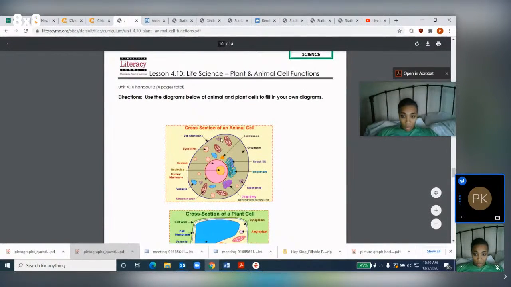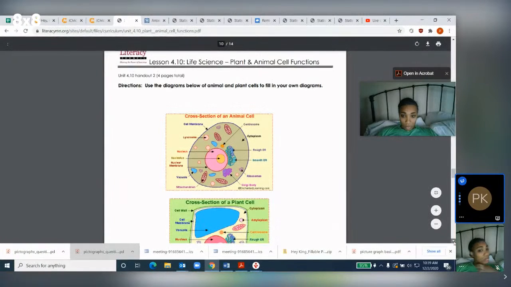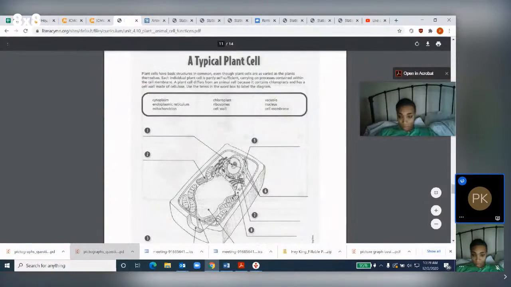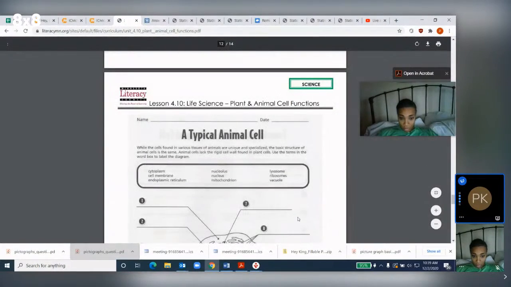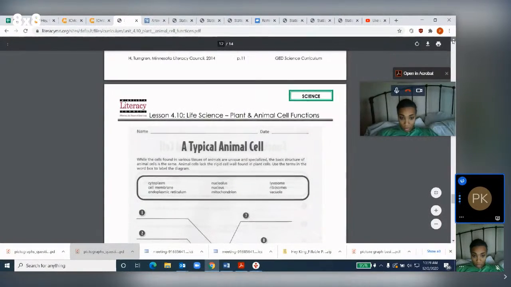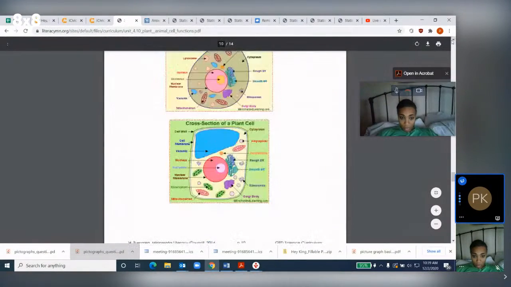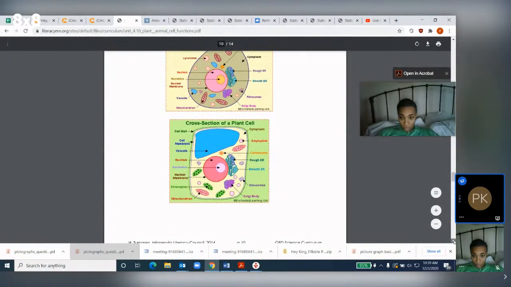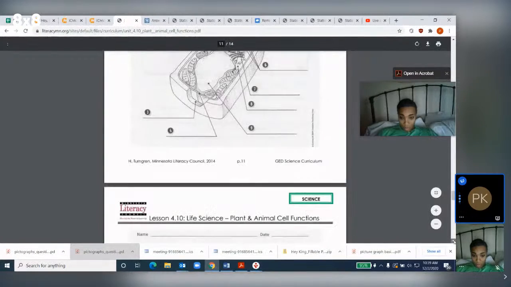These are diagrams of an animal cell, the top one, and a plant cell, the bottom. And this is just kind of a practice for you. Then I think down here, it just asks you to label. This is a plant cell and this is an animal cell. So you can just use these two diagrams up here to label those, so you get a little more familiar with the different parts of the plant and animal cell.